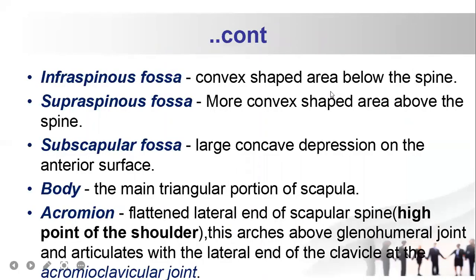So we are told that acromion is the lateral end of the scapular spine, and this is the high point of the shoulder. This arches above the glenohumeral joint and articulates with the lateral end of clavicle at the acromioclavicular joint. So the acromion has an articulation surface which articulates with clavicle, forming this joint known as the acromioclavicular joint.